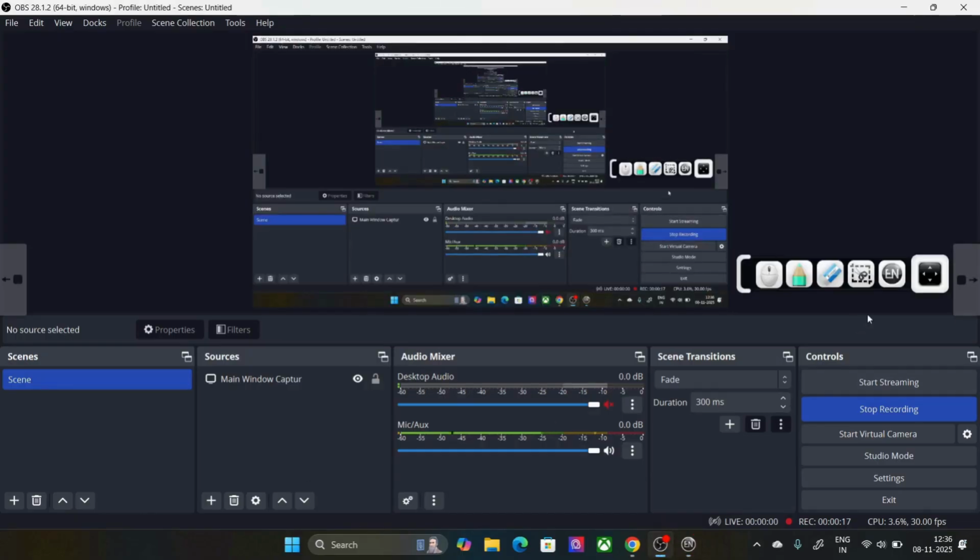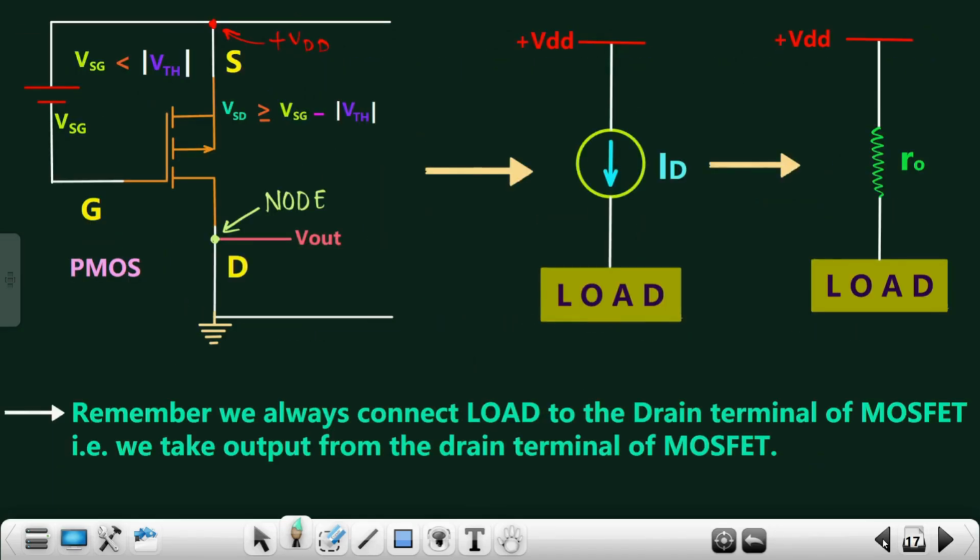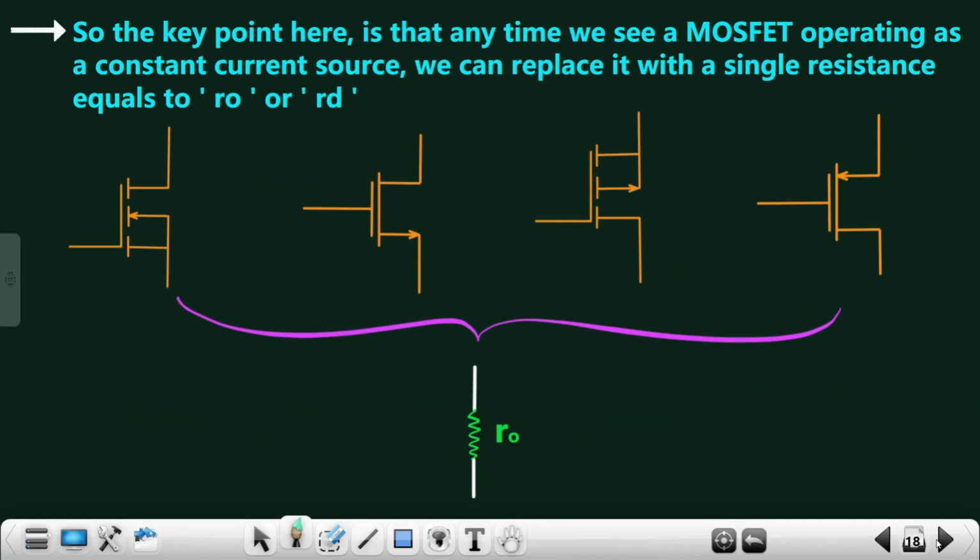In this particular video we are going to focus upon the common source stage with a current source load. Till now we had just focused upon what exactly a current source is and how we can design a current source with the help of a single MOSFET. We concluded that whatever the MOSFET may be, whether it is a PMOS or an NMOS, if we are operating it in the saturation region, it acts as a current source, and we can easily replace it with a single impedance equivalent to RO. This is what we concluded in the previous video.